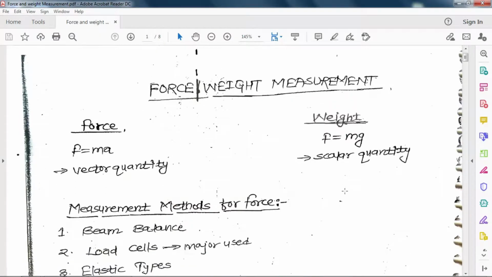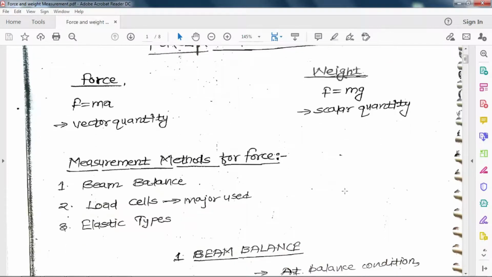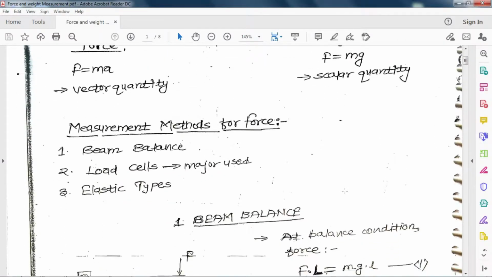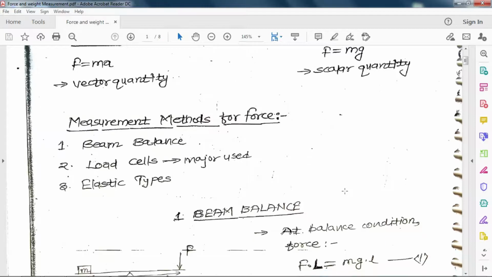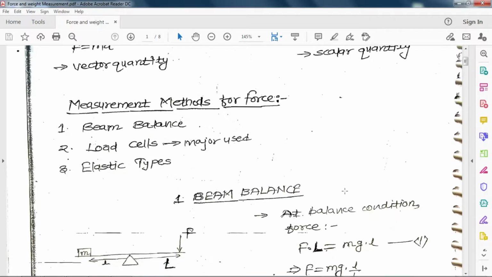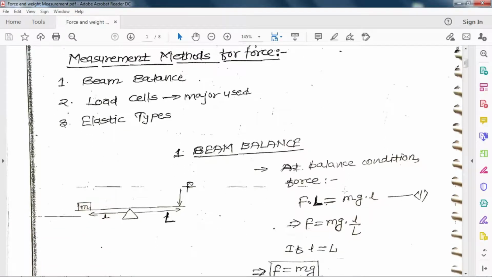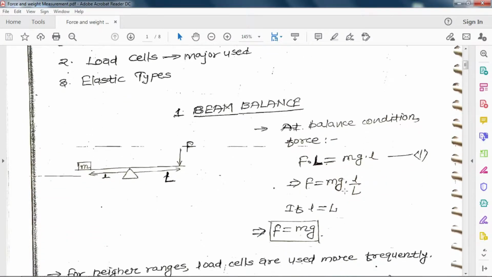So there are methods of force measurement. The first one is the beam balance method, the second one is the load cell method, and the third one is the elastic type. The load cell method is basically used in industrial applications. So first we have the beam balance method.